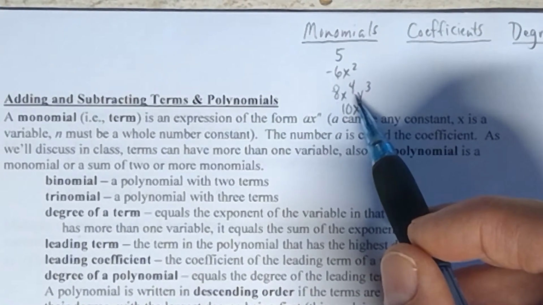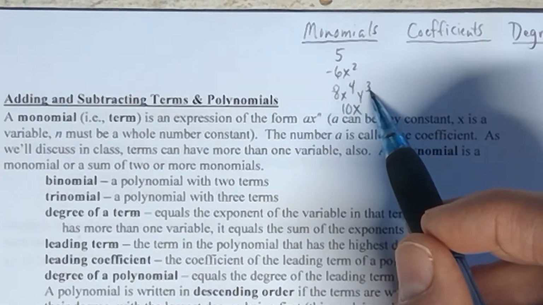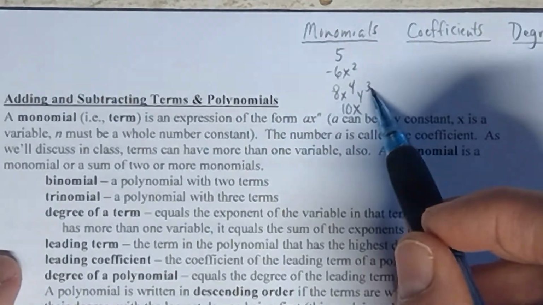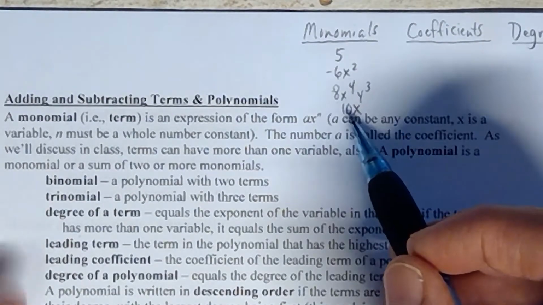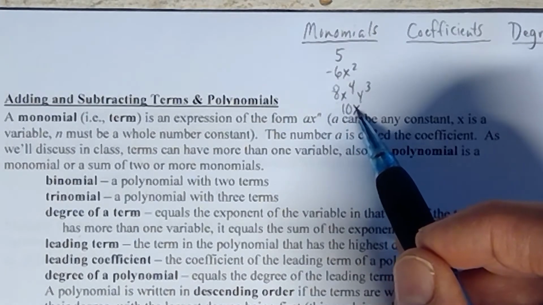But the difference is that now we have another variable. That's okay as long as it's also being multiplied right here, which you can see that it is, times a variable to another whole number power 3. So that's a monomial as well. This also is a monomial down here, 10, a constant number, times x.